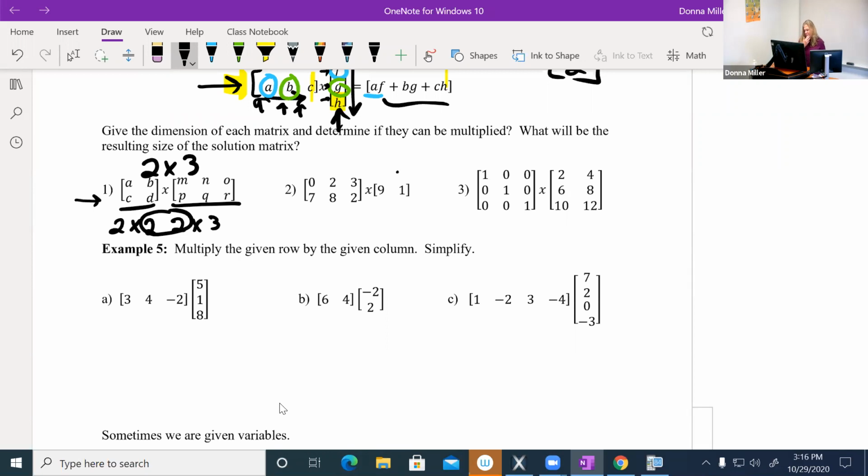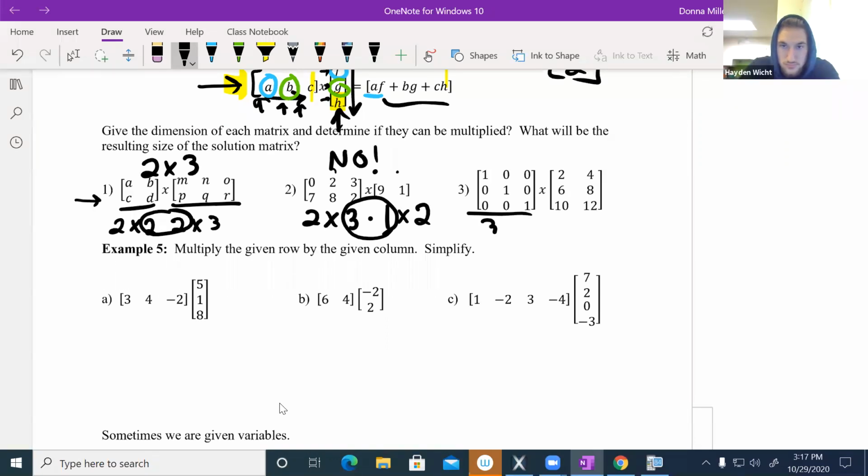Okay, so let's take a look at number 2 here. How many rows? 2, and 3 columns, and I'm multiplying by a 1 by 2. All right, can I multiply them? No, right? The numbers aren't the same, right? Okay, can't do it.